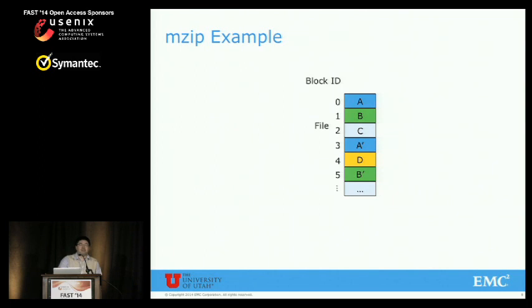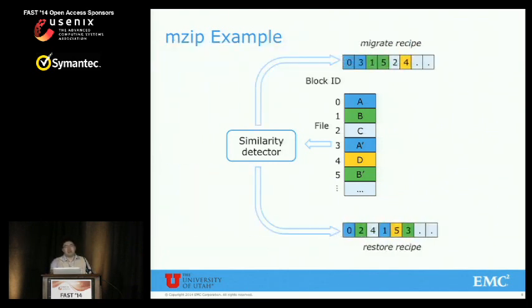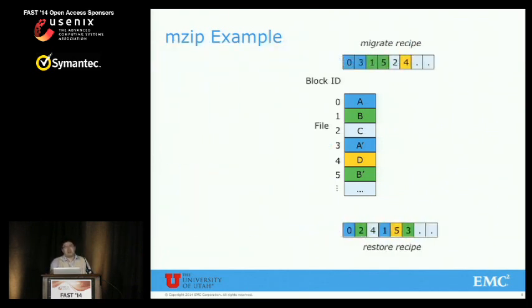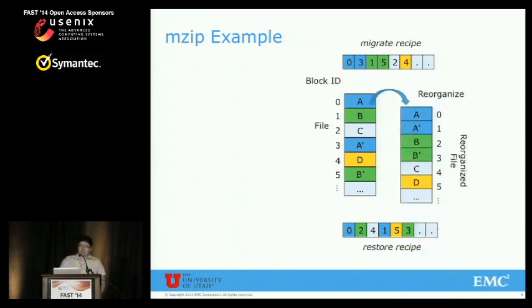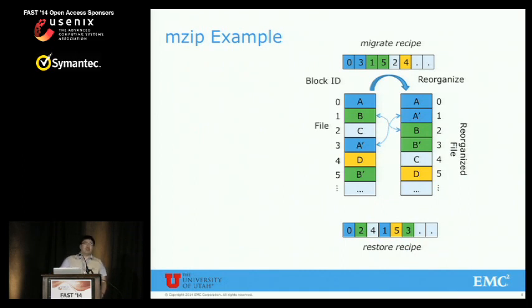Given the input file, we will partition it into blocks, and the similarity features for each block will be calculated. Then we use a similarity detector to detect duplicate and similar blocks, and it will output two recipes. So in this example, the migrate recipe tells us that we need to put A prime next to A, and B prime next to B. And the reorganizer will generate the reorganized file, and it will be compressed. And during decompression, the reorganized file will be decompressed, and we recreate the original file based on the restore recipe.